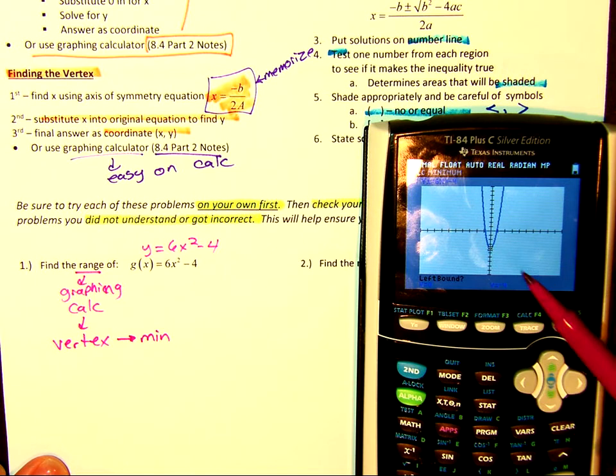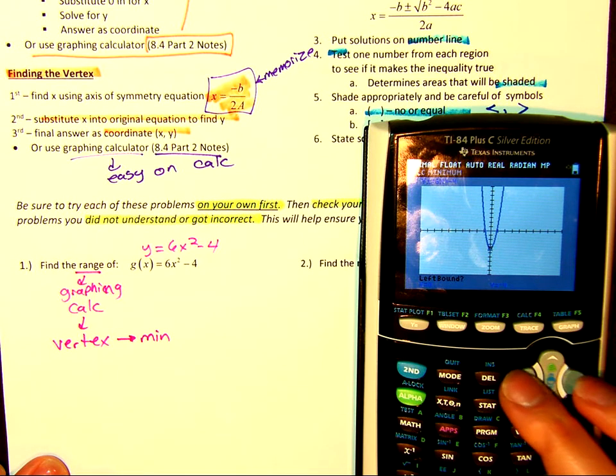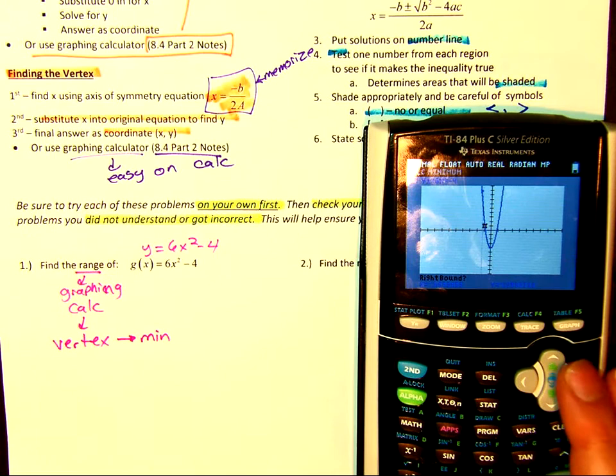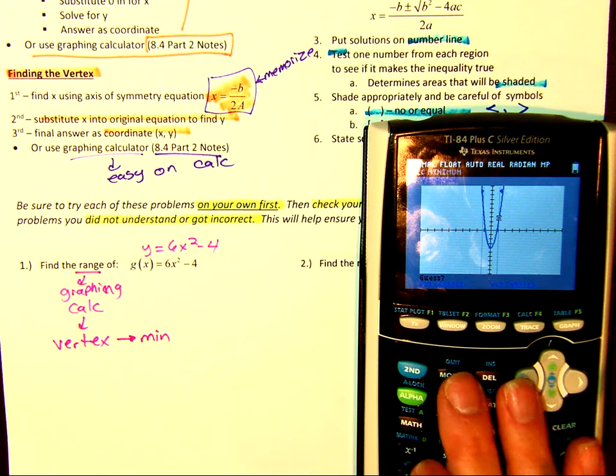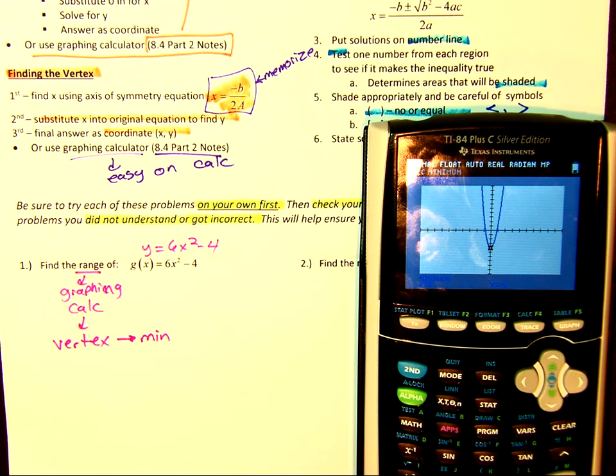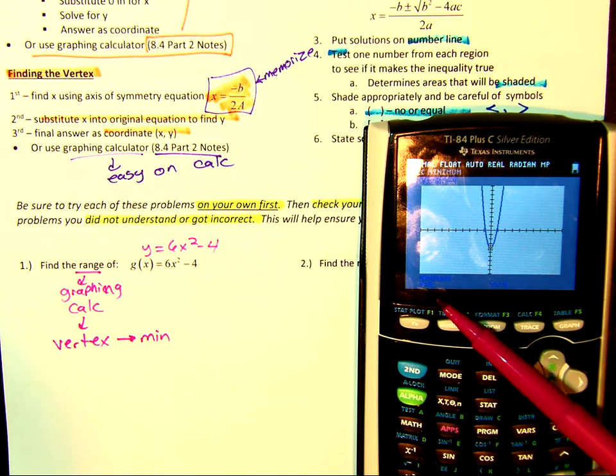Since I'm already on the graph, remember we scroll side to side. If I think this is the vertex, then I'm going to go to the left a few pushes, press enter. Now it's asking you to go to the right of where you think that point is. So if I think the point's here, I have to go to the right a few clicks. And now it's asking me to guess what my answer is. So I'm going to scroll down, I think it's right about there. And then it gives me the answer, which is 0, -4.